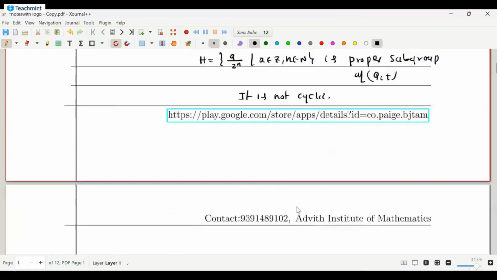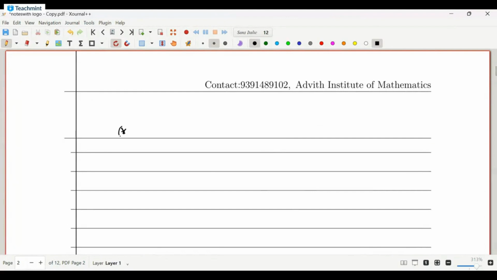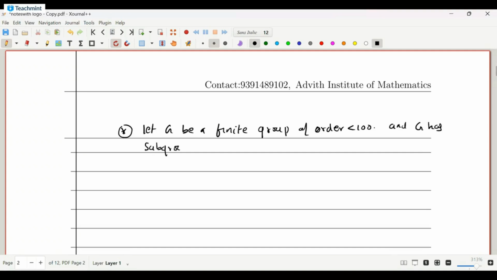Next one. Let G be a finite group of order less than 100, and G has subgroups H and K of orders 10 and 25. Then the order of G is equal to dash.